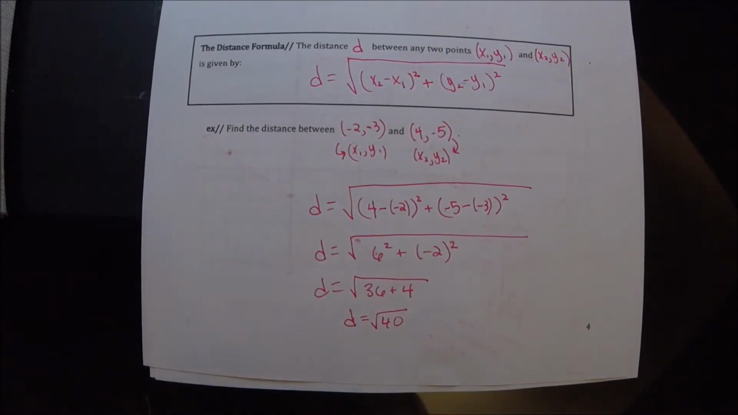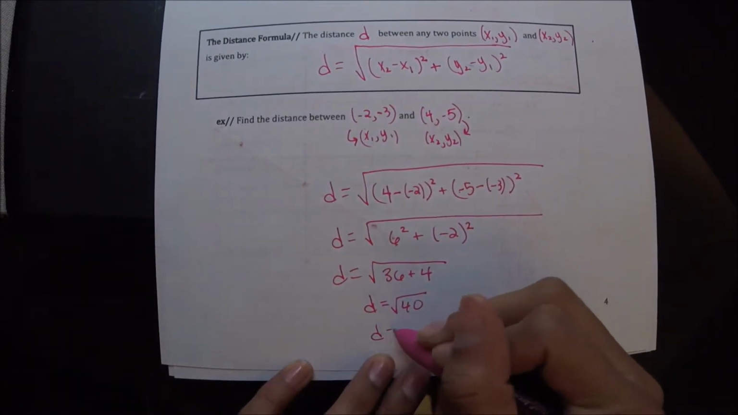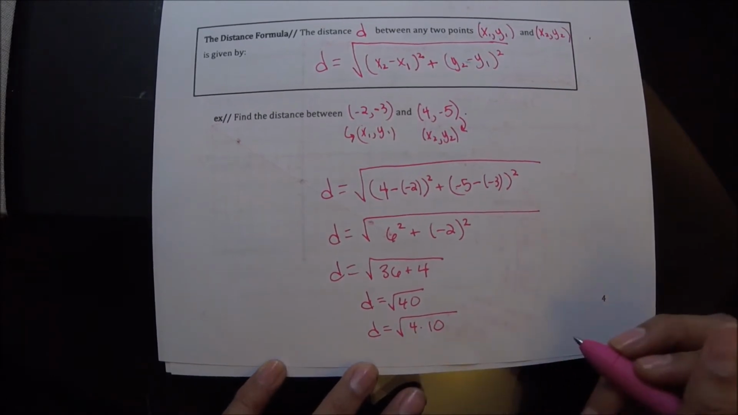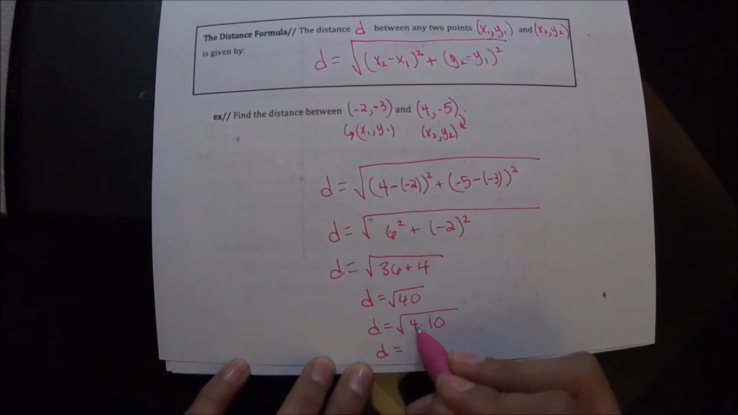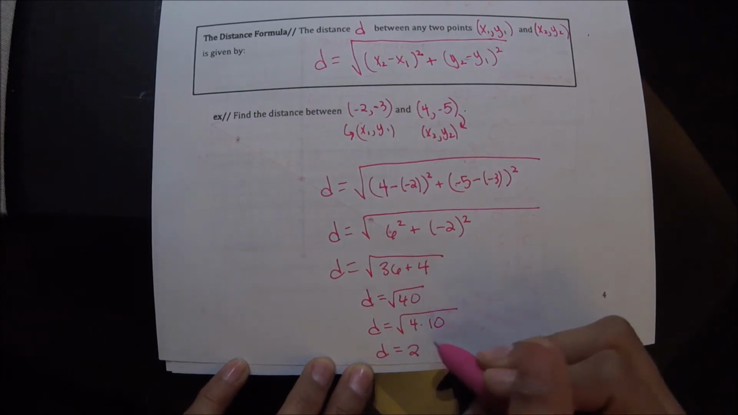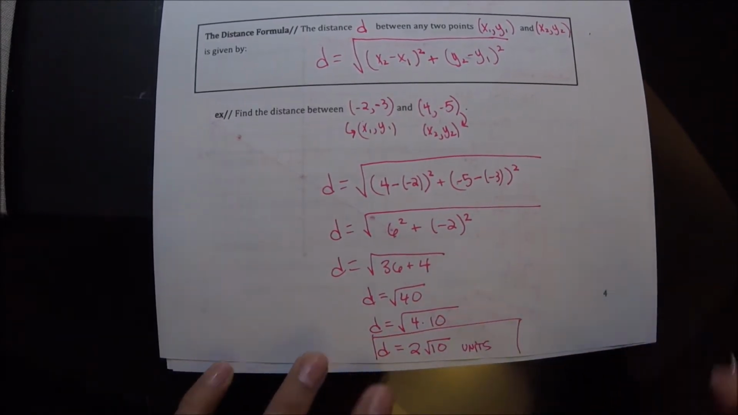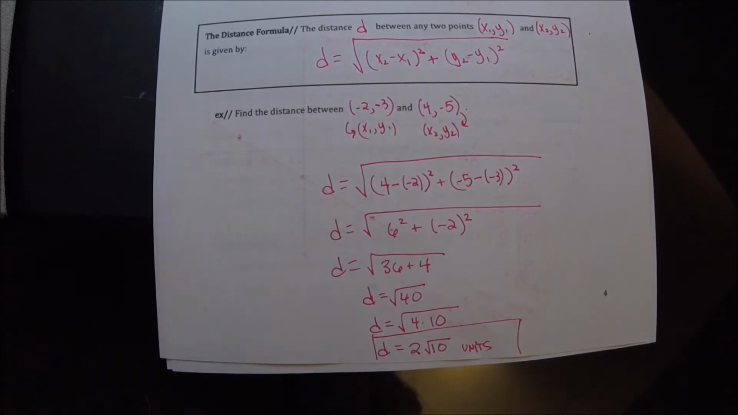So if this were root 49, we'd say 7. If it were root 37, we would leave it as root 37 because you can't break it down, but this one is root 40, which we can break down because 40 is 4 times 10, and 4 is a perfect square. So root 4 is 2, and then for root 10, that is as far as we can go with that one. So the distance between those 2 points is 2 root 10.